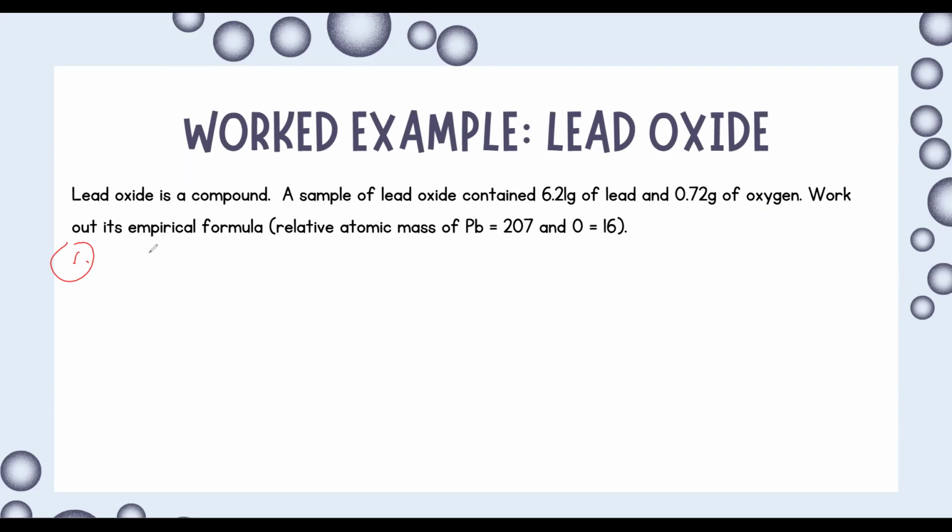All right, good. So let's list out the elements that we have. The first one is lead. Lead has the symbol Pb, right? Yes, sir. What is the mass of lead that was given to us? We're given 6.21 grams. The second element that we have is oxygen. Oxygen has the symbol O. The mass of oxygen we were given is 0.72 grams.